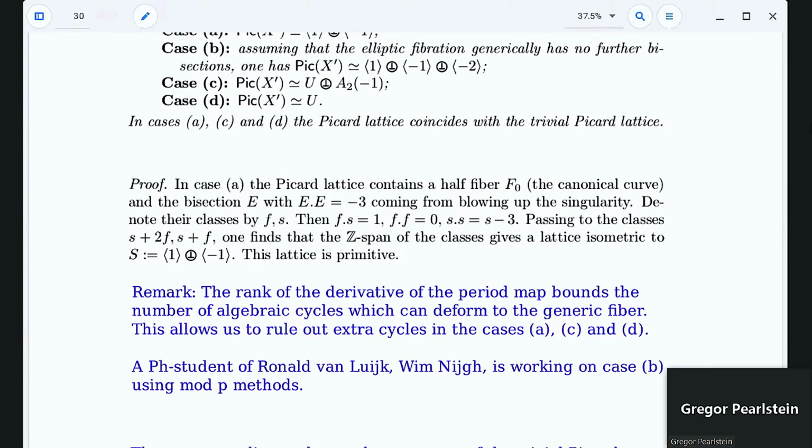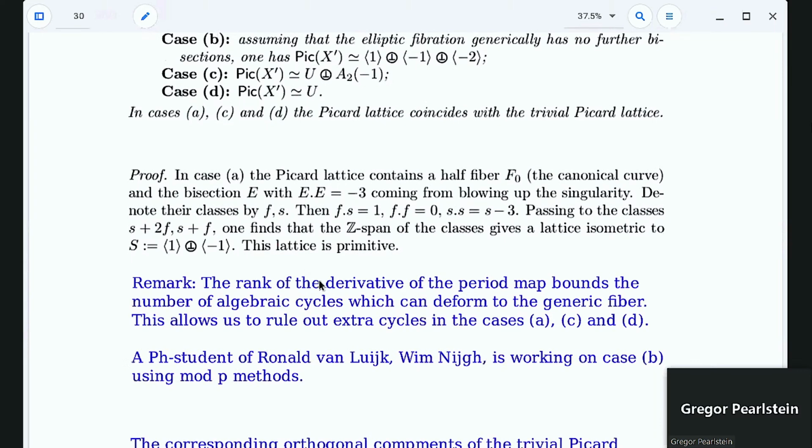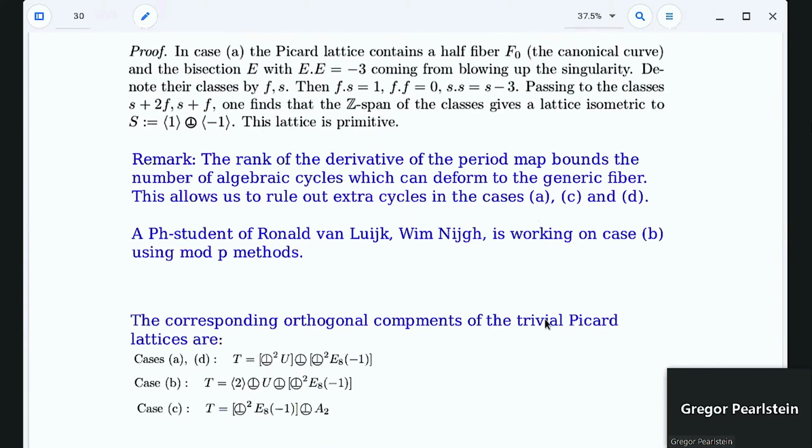And so there's a student of Ronald Wimnai who's working on case B, so he's trying to write some code to check that there are no extra classes in B. So that's where we are with that. Okay. So this trivial Picard lattice means there's nothing else there, so that is a correct answer except B for sure.